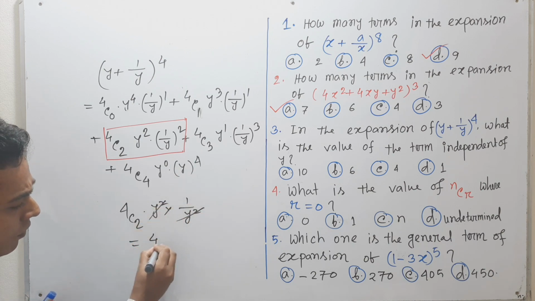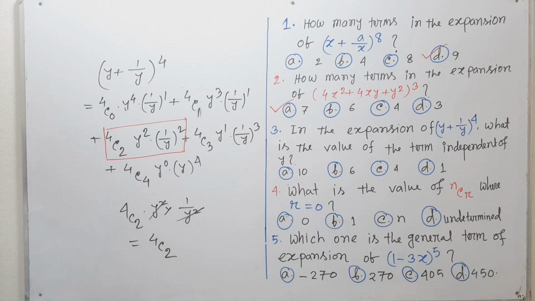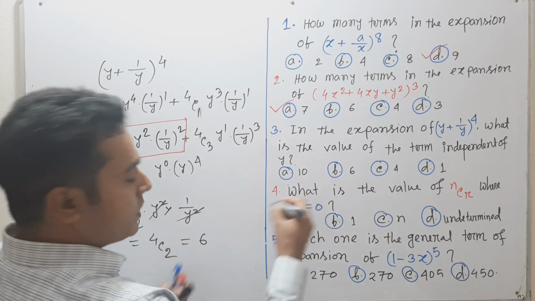So what is the value of 4C2? We can find it by the calculator. 4C2 is equal to 6. Our answer, option B, is the right answer.